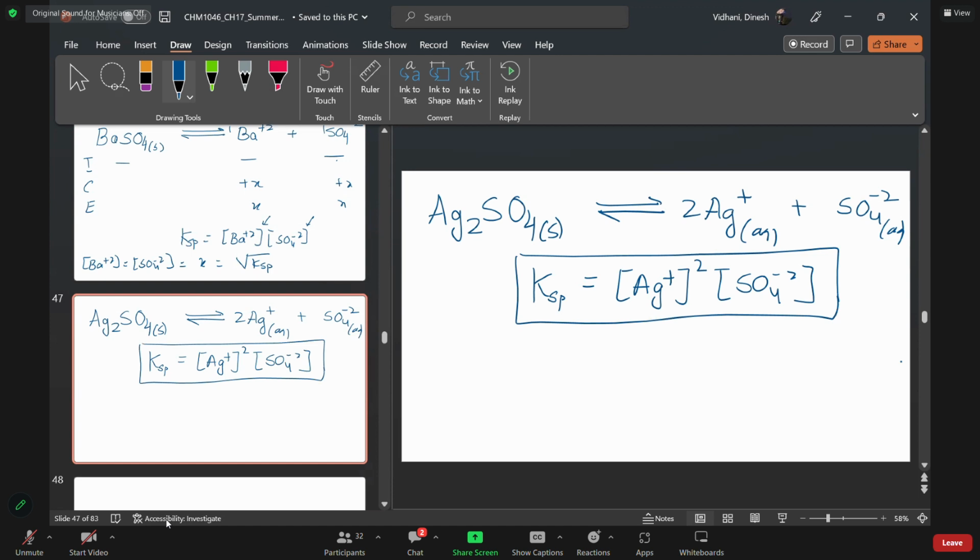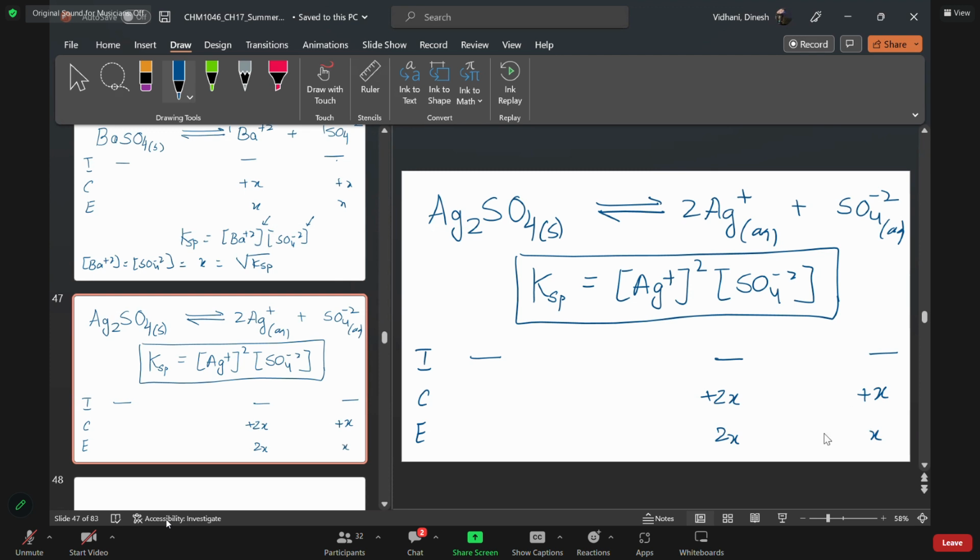Yeah. So now let's build the ICE table. Initially, we don't have silver sulfate in the solution. We don't have silver ions. We don't have sulfate ions. At equilibrium, if we have X amount of sulfate ions, silver ions will be 2 times that. So this is going to be 2X, and this is going to be X.